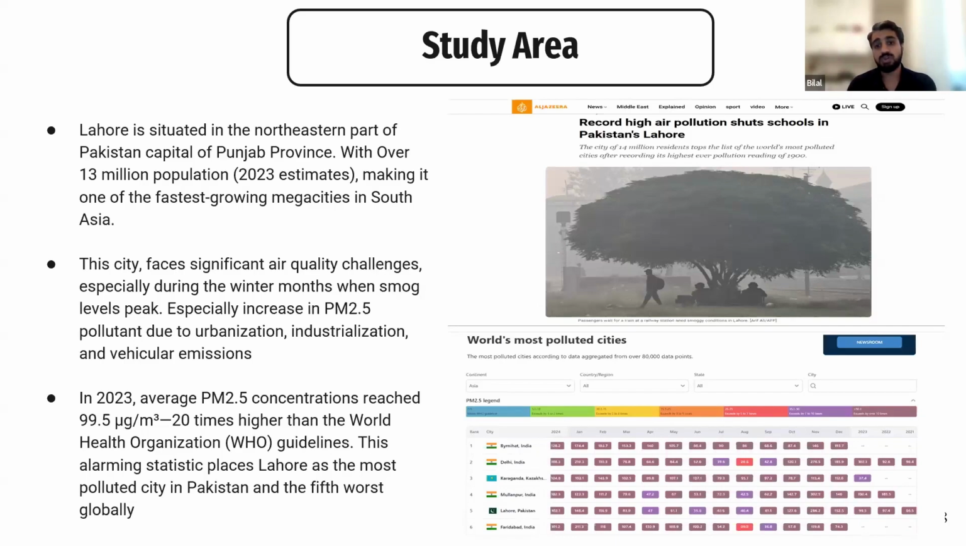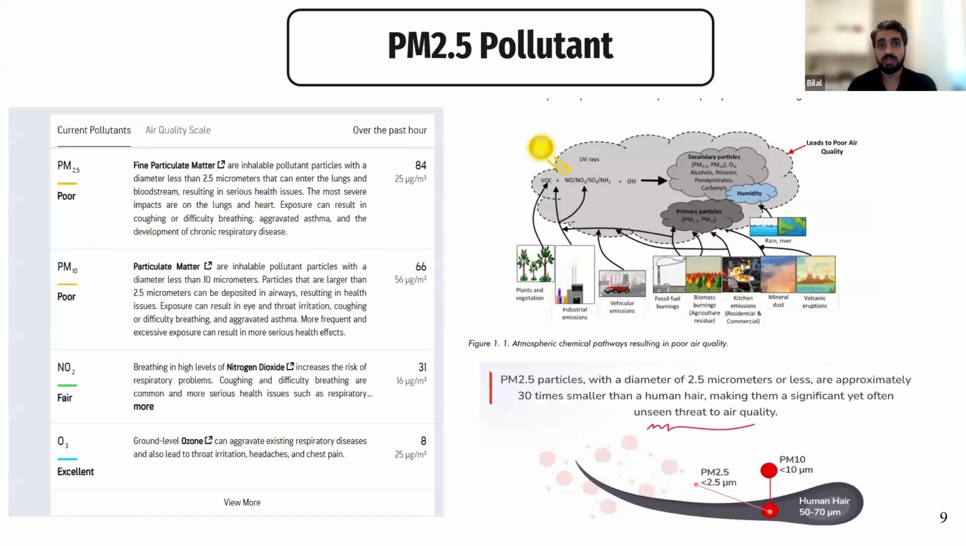According to the WHO, PM 2.5, the particulate matter, increased to 99.5 micrograms per cubic meter, which is 20 times higher than the normal rate in the city back in 2023. That is, you can say, the alarming statistic that Lahore has faced.